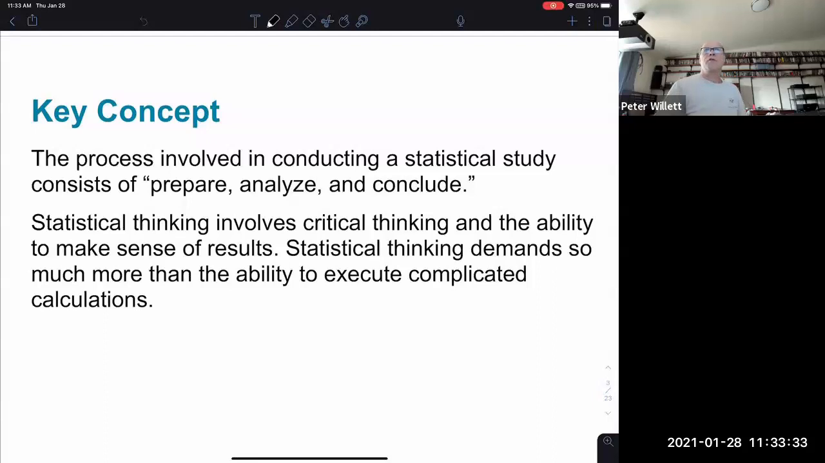Statistical thinking involves critical thinking and the ability to make sense of results. Statistical thinking demands so much more than the ability to execute complicated calculations. And this is a good thing to emphasize. In particular, in this class, by the way we formatted things, we are going to de-emphasize complicated calculations. There are plenty of complicated formulas that you will see presented in slides and in the textbook.